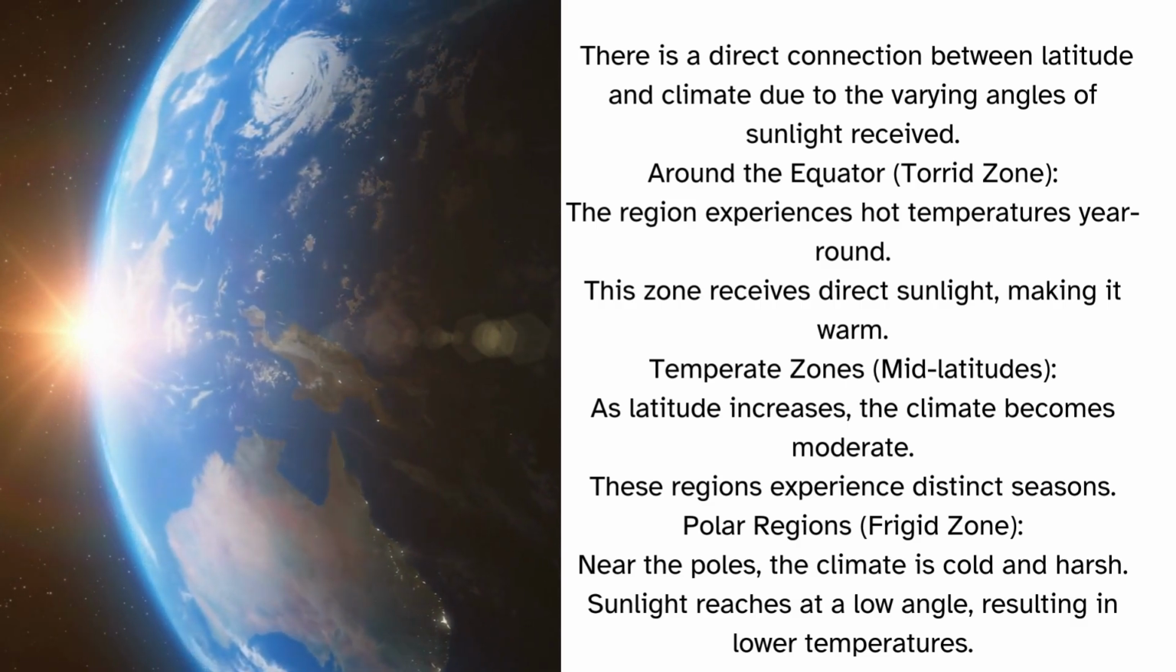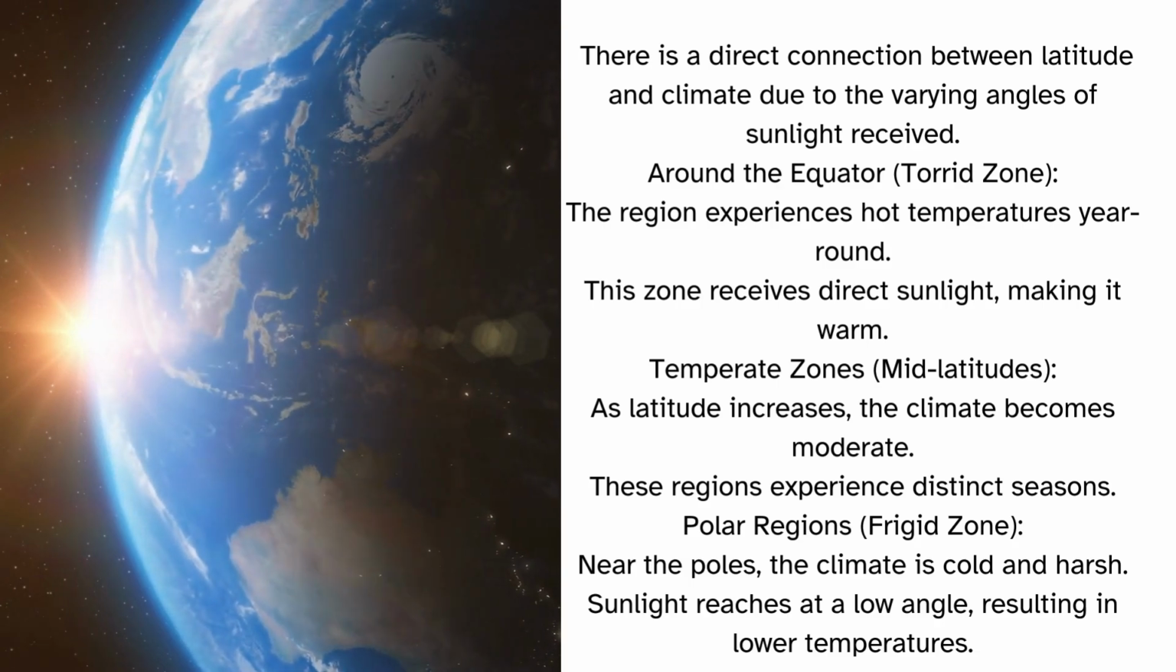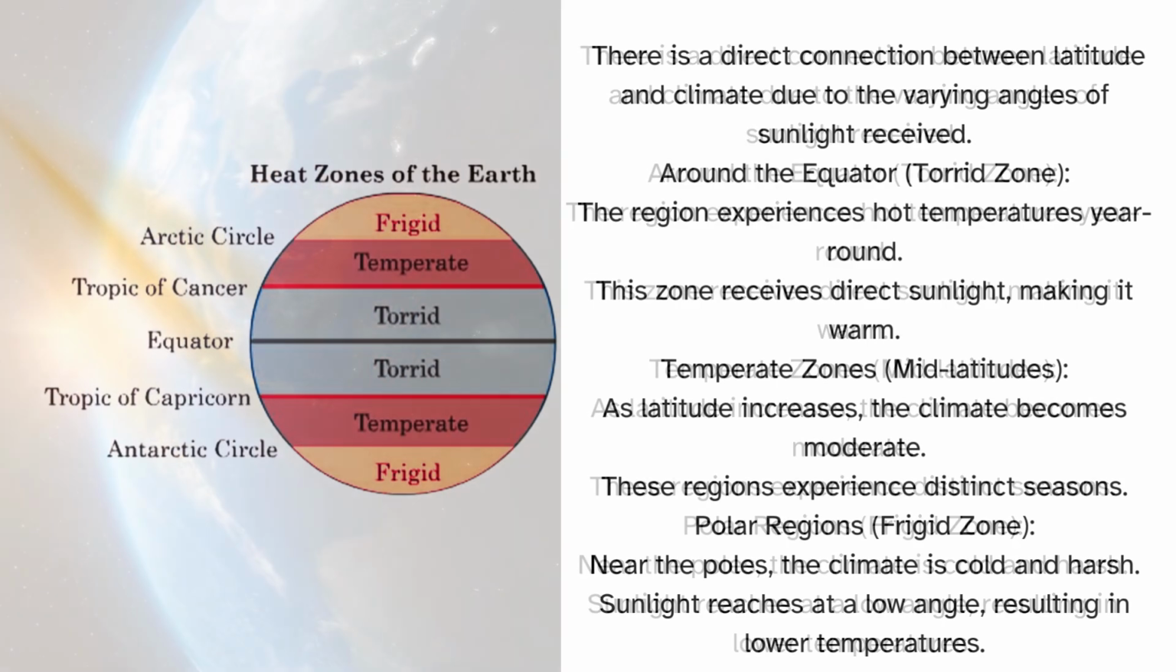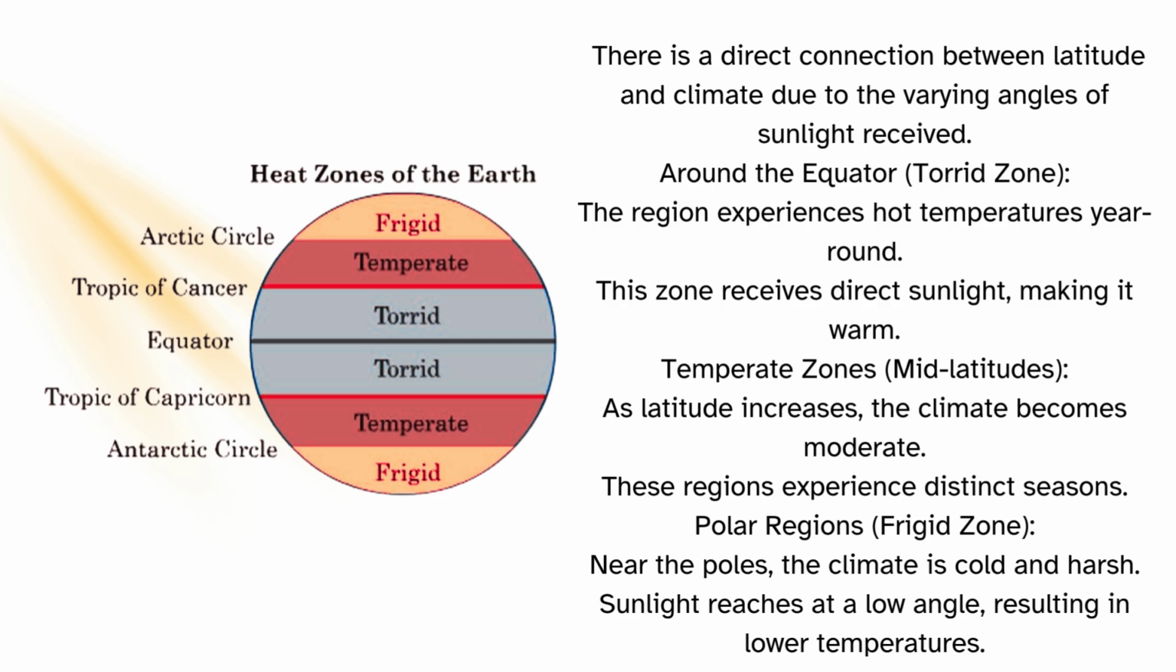So these regions experience distinct seasons, whereas polar regions, or the frigid zone, near the poles, the climate is cold and harsh and sunlight reaches at a very low angle, resulting in lower temperature.